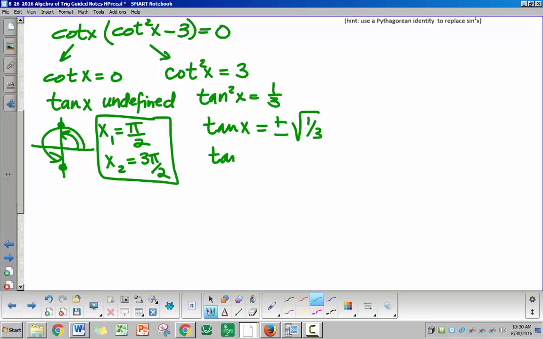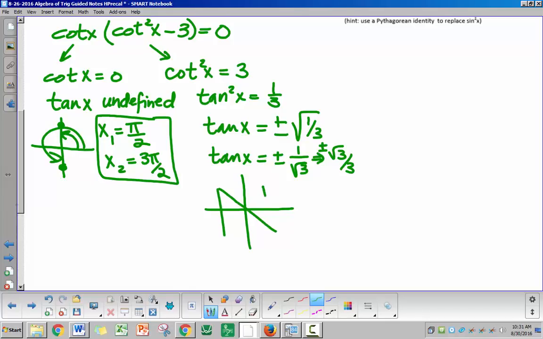So tan x equals plus or minus, what's the square root of 1? 1. So this is 1 over root 3, which is root 3 over 3, good. But it's plus or minus. So what quadrants is the tangent? All of them. Very nice. So we have to draw the entire bow tie, don't we? Of reference triangles.